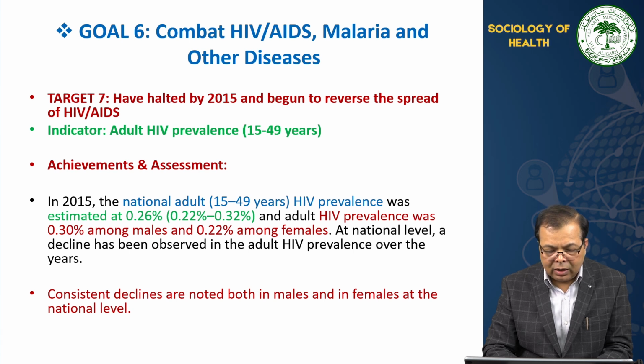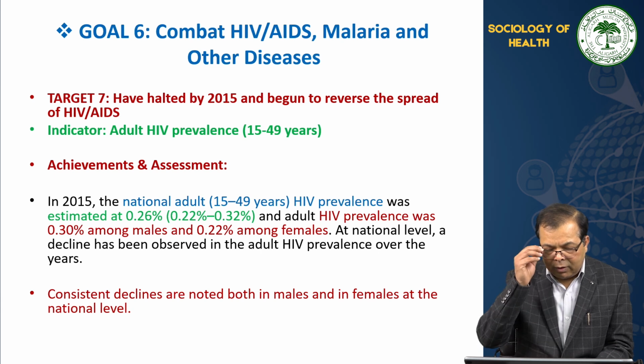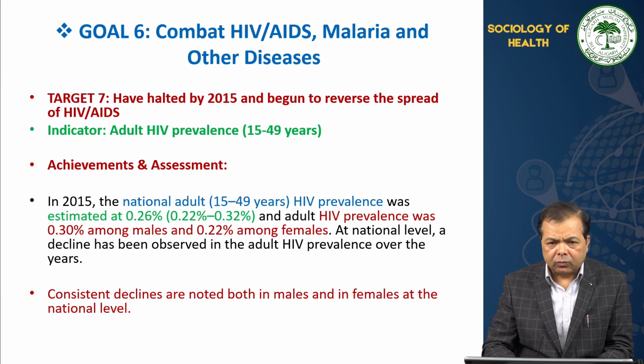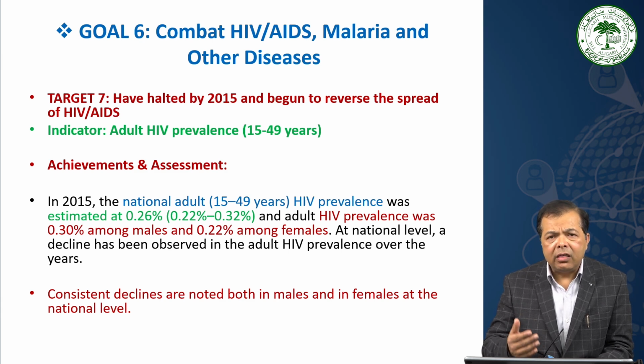At national level, a decline has been observed in the adult HIV prevalence over the years. I've also mentioned here that the consistent declines are noted both in males and in females at the national level. So we can see that the prevalence is there, the figures are there, but at the same time, we can see the silver lining that the prevalence rate is declining.